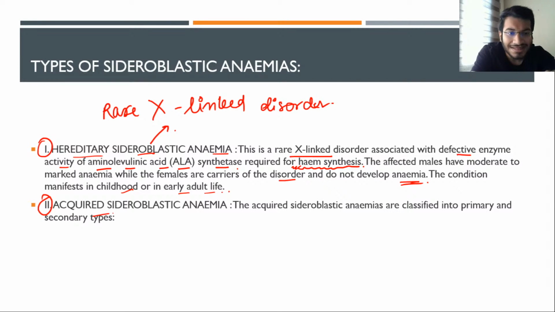The affected males have moderate to marked anemia while the females are the carriers of the disorder and do not develop anemia. And this condition manifests in the childhood or in the early adulthood. So, as this is an X-linked disorder, it will be seen in males. Male chromosome is XY and female is XX, right?